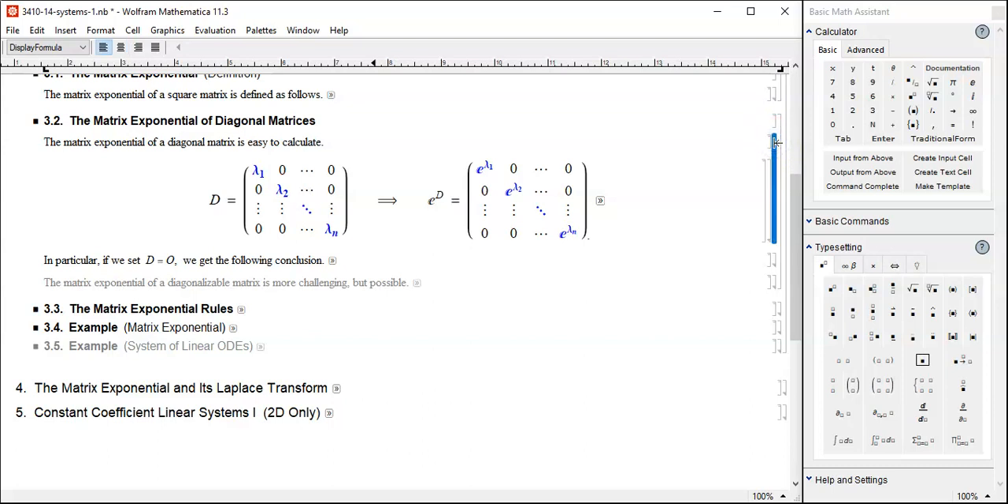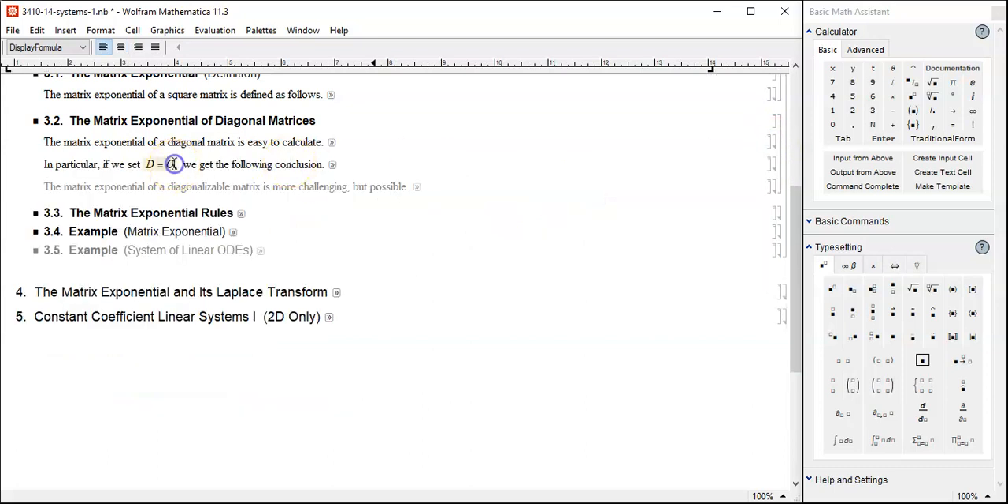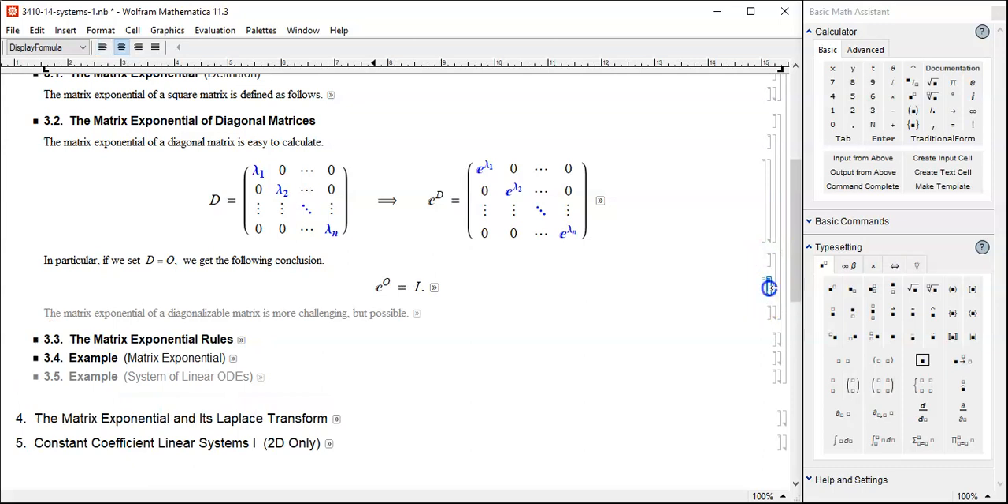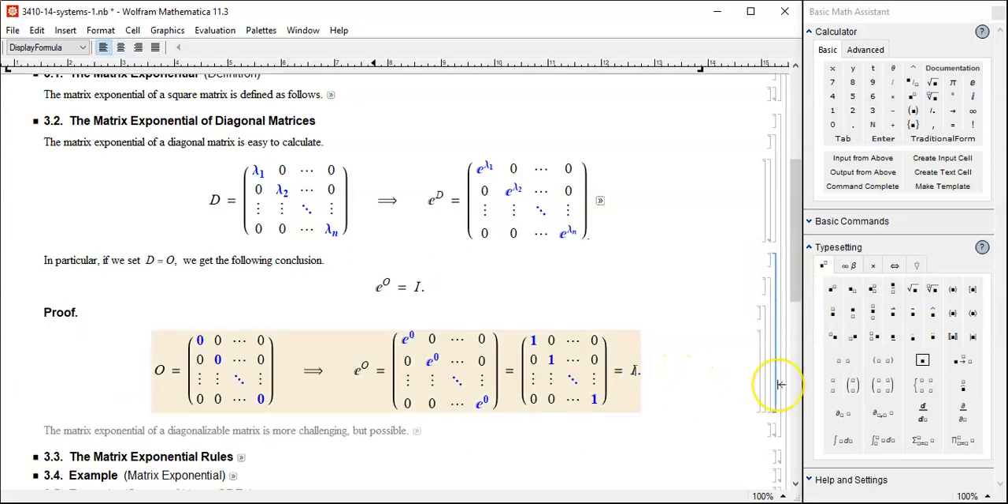Now let's consider an even simpler case. What if D is equal to 0? Zero matrix, then all these lambdas are all zeros. So we have e to the 0 power here all the way. And what is e to the 0 power? It's 1. So we get this conclusion. All those ones in the principal diagonal, everything else is 0, so this is the identity matrix. So the conclusion is e to the 0 power is equal to I.